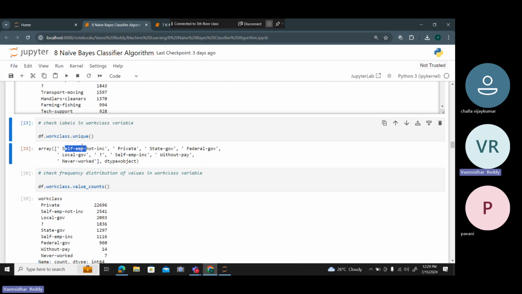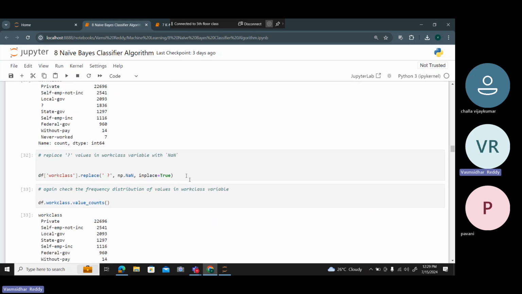In work class, we have self-employed, private, state government, federal government, and local government. This question mark is also present, and we don't require it, so just remove the question mark. I am replacing it in the work class with NaN values.